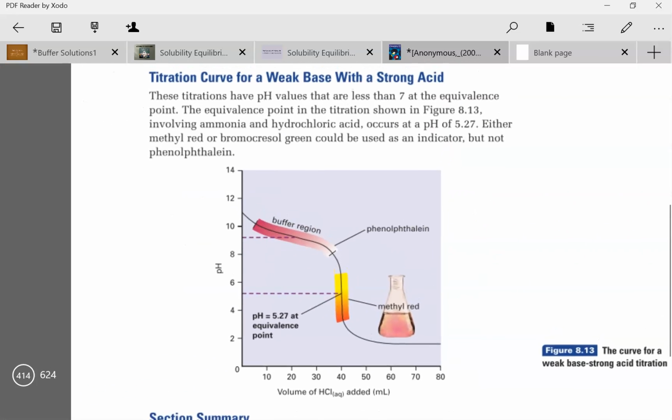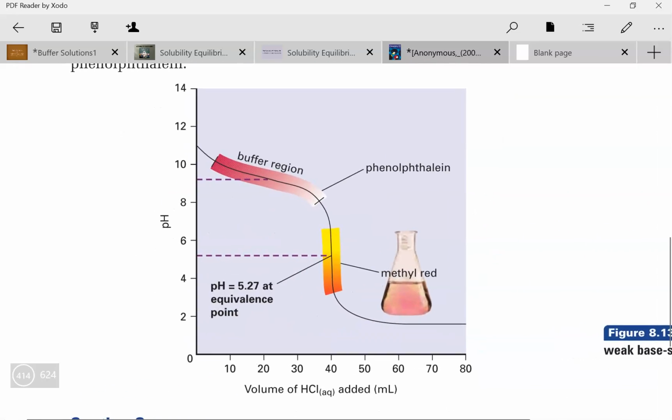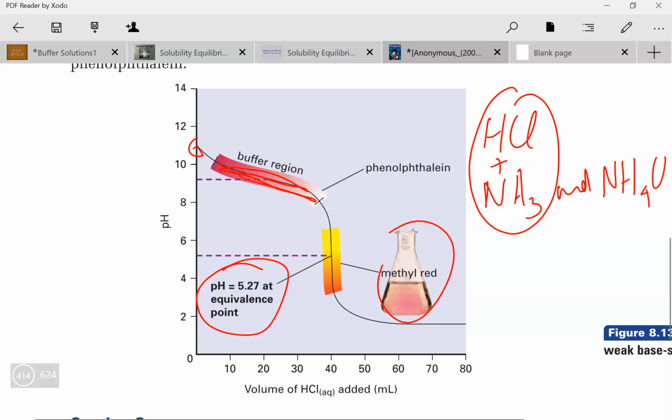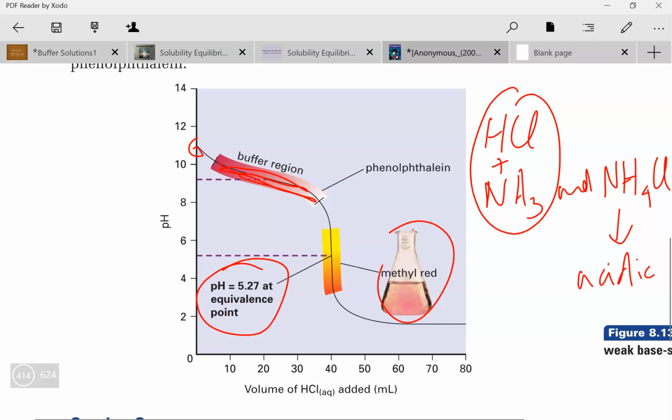The exact opposite holds for a weak base, strong acid titration. You start off basic, you have a buffer region that is basic, but you have an acidic equivalence point, and you would use methyl red as an indicator. Again, because at the equivalence point these two are going to be equal, but the reaction is going to produce NH4Cl, which is an acidic salt, and therefore the pH will be acidic.